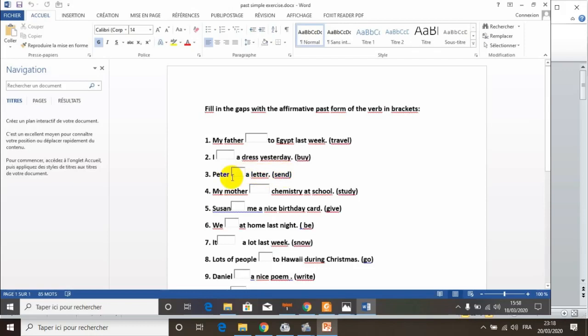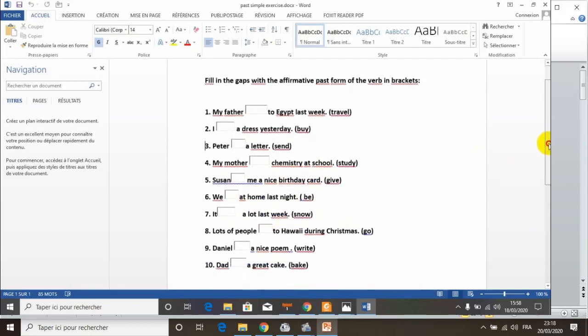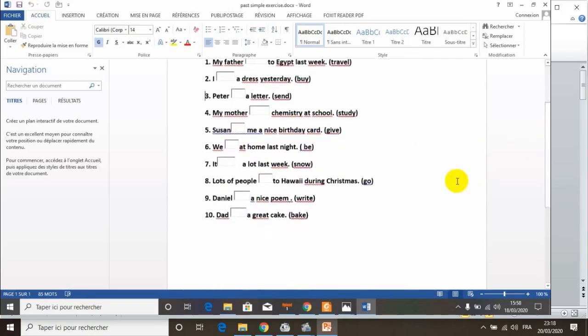Number 2, Peter send a letter. My mother, chemistry at school, study the verb. Susan, me a nice birthday card, give. We be at home last night. It snow a lot last week. Number 8, lots of people go to Hawaii during Christmas. Daniel writes a nice poem, and Dad bake a great cake.